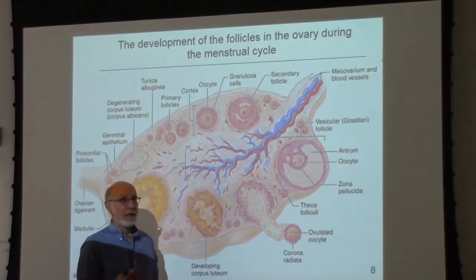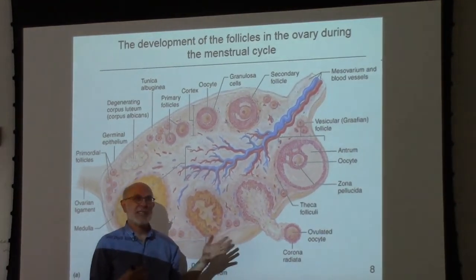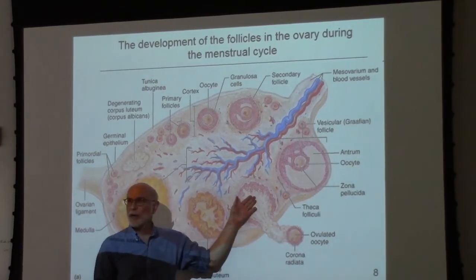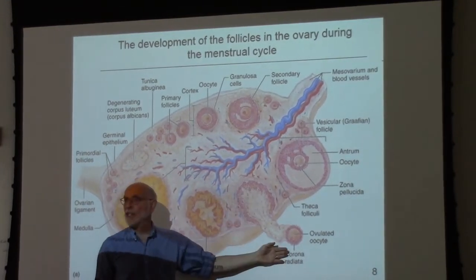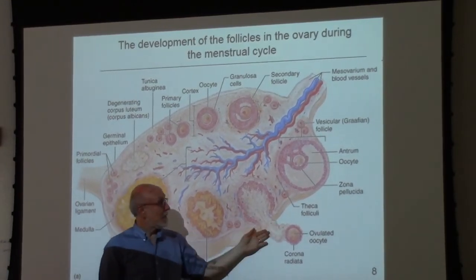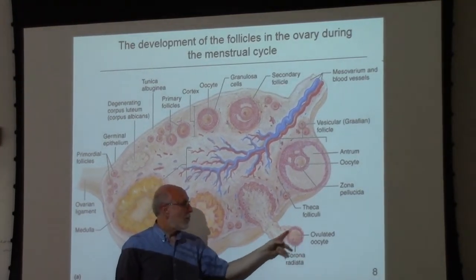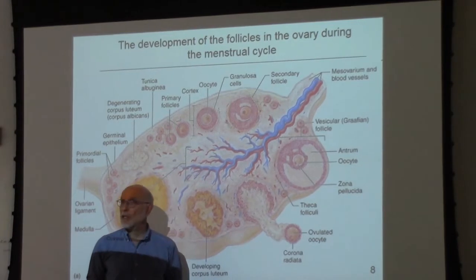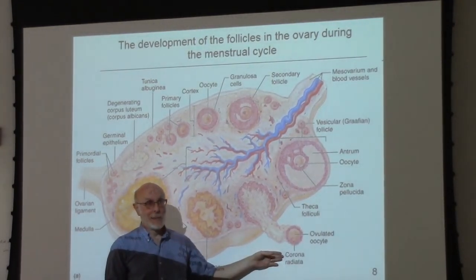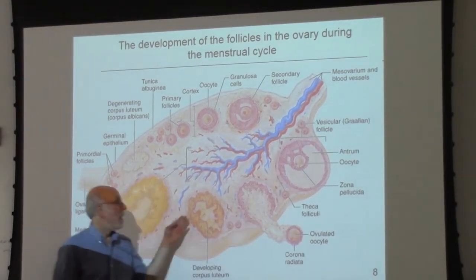At the moment of ovulation, there is release. This looks like exocytosis, but this is not exocytosis because this is a cell being released from an organ. This is ovulation. Ovulation is the release of the oocyte surrounded by some of the granulosa cells, which are now called the corona radiata, and the rest of the granulosa cells and theca cells become the corpus luteum.